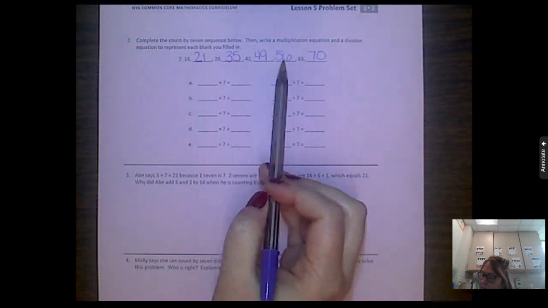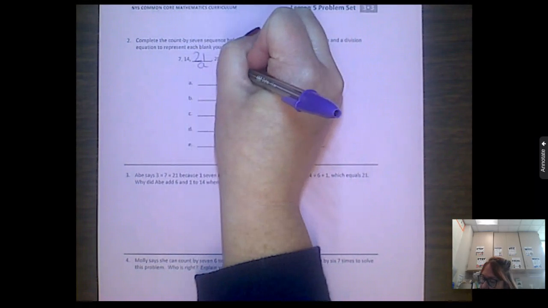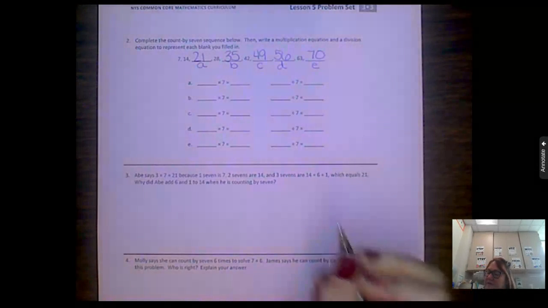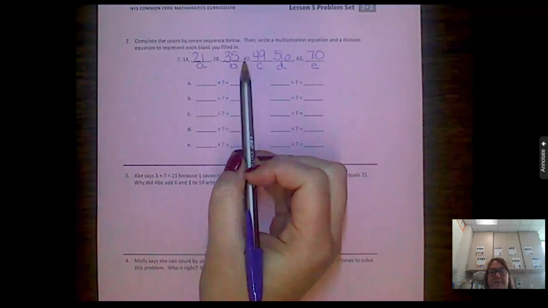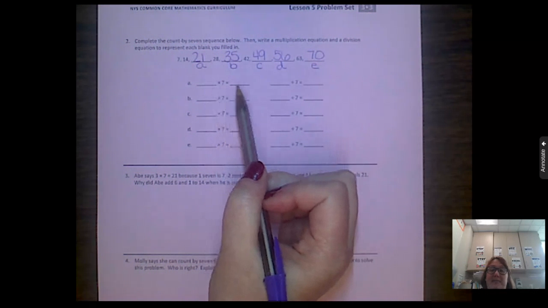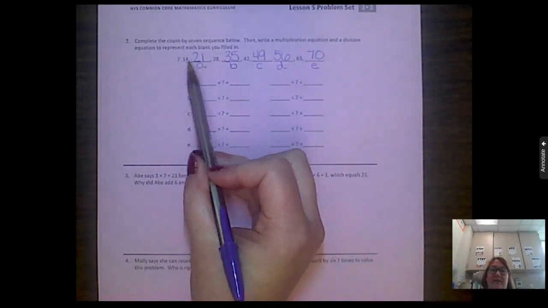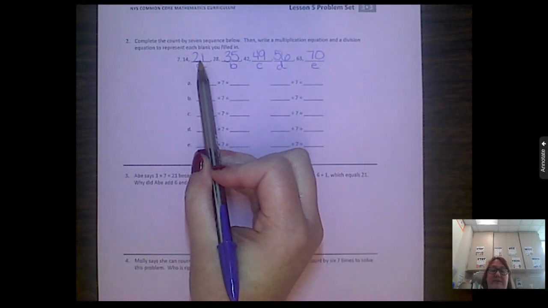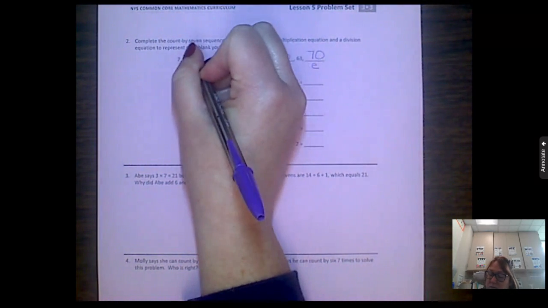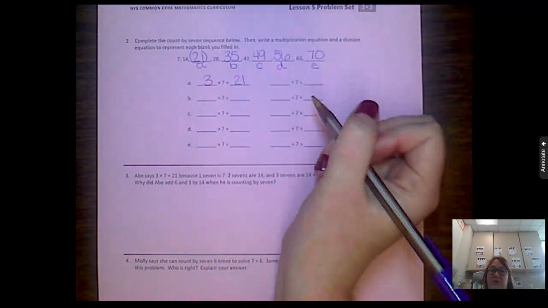So these are going for the blanks that we filled in. Let's do A, B, C, D, E. For A, it says blank times 7 equals blank. Well, we have 21, so which 7 is it? 1, 2, 3. It's the third 7 in our count by. So we would put 3 times 7 equals 21, because when we counted in 3 sevens, that total was 21.